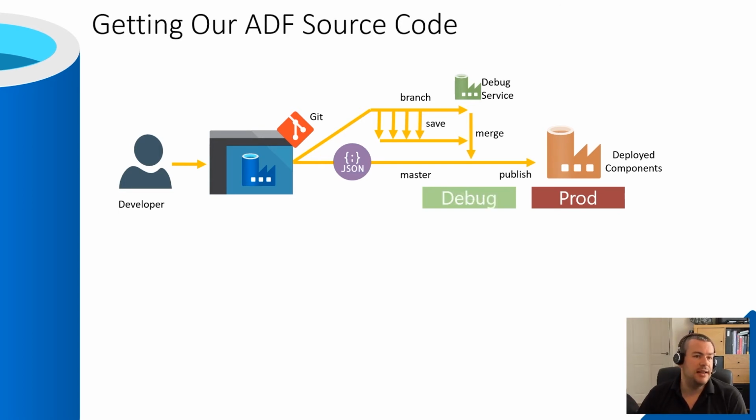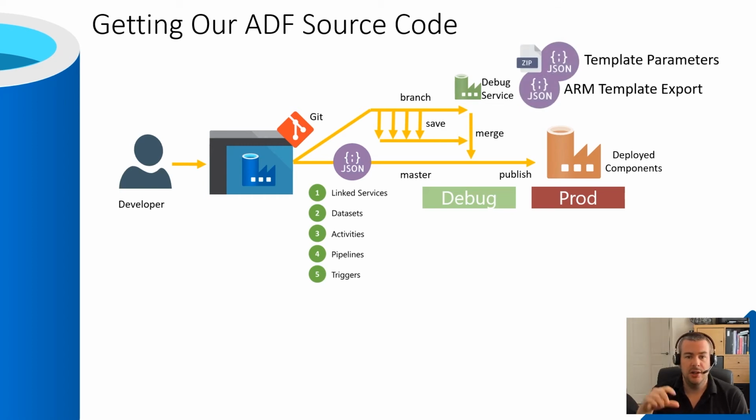So if we say, well, getting our ADF source code, what we could do is from our master branch or our feature branch or whatever, we can access those 5 components that I talked about in the beginning, our linked services, datasets, etc. And those JSON artifacts will all appear separately, and we will have one JSON file per linked service, per dataset, etc. And those will be available to us, so we can get to them directly from our repo.